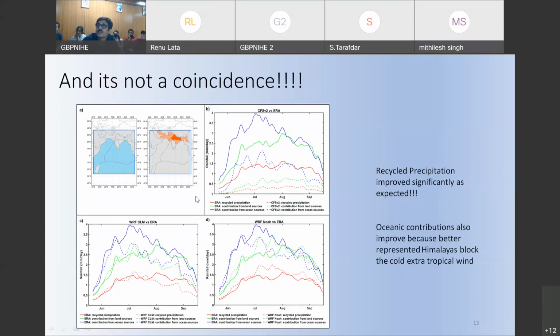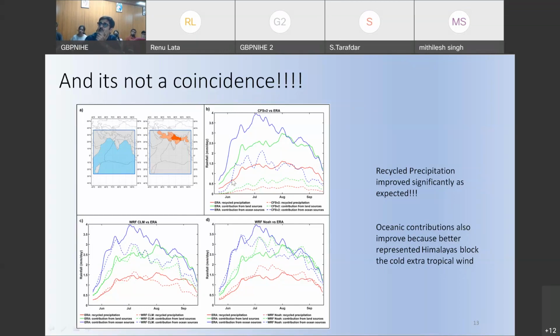When we looked into it, the first thing we found is in this figure. These are the observed contributions which you have got from the analytical model. The first one is the contribution from the oceanic sources. The second one is the recycled precipitation, and the green one is the contribution from all the land sources together over the Gangetic Basin.